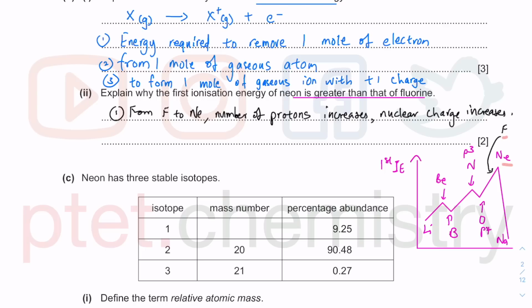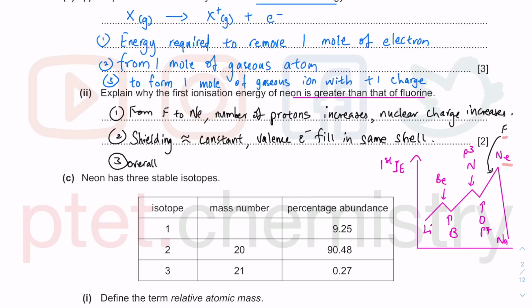And as the nuclear charge increases, what can we say about shielding? Shielding will be roughly constant, approximately constant, meaning they are not changing. That's simply because the electrons are filling in the same shell and the same subshell. The valence electrons fill in the same shell. That's why there is not much shielding difference there.